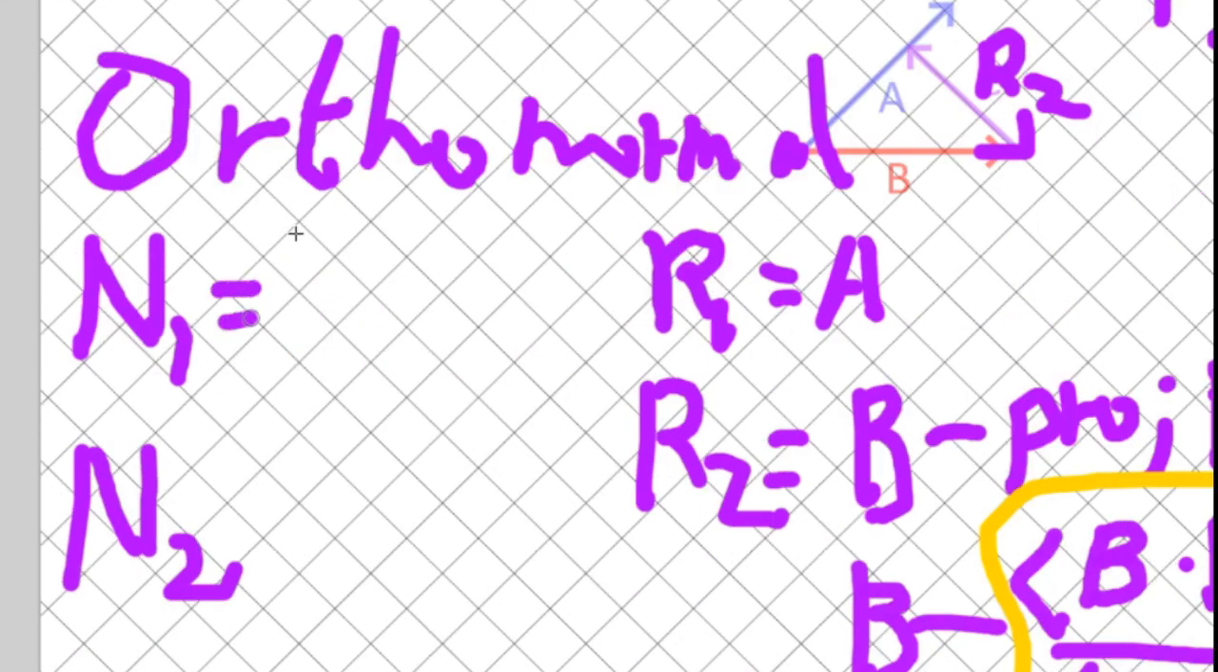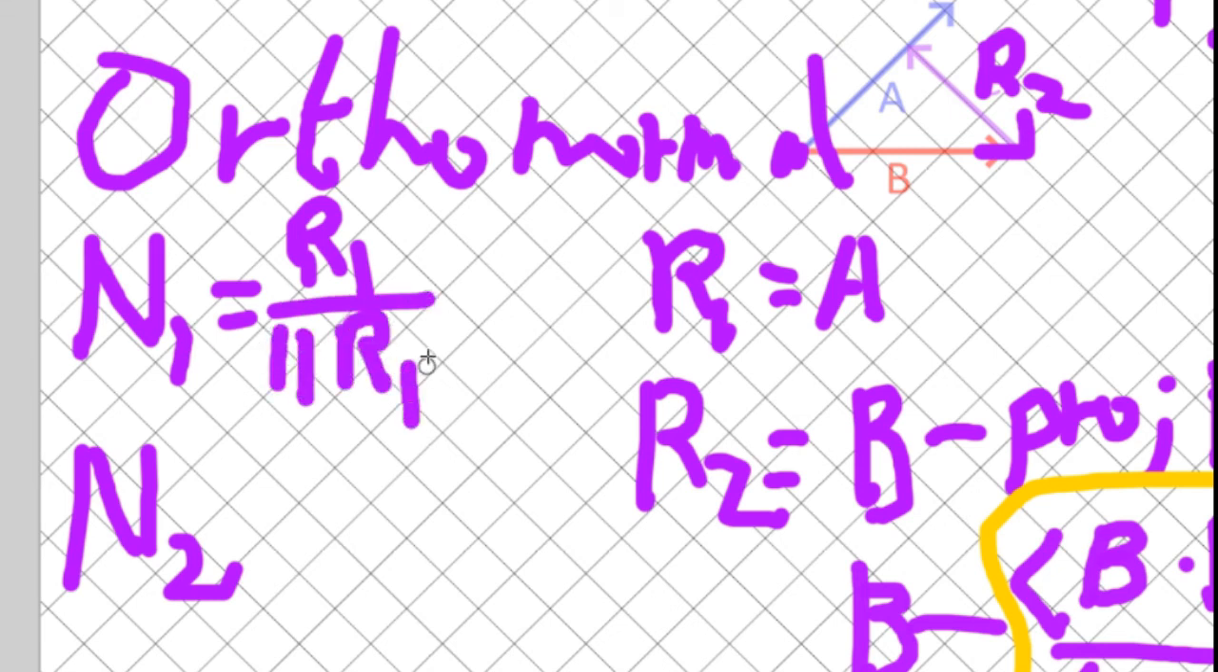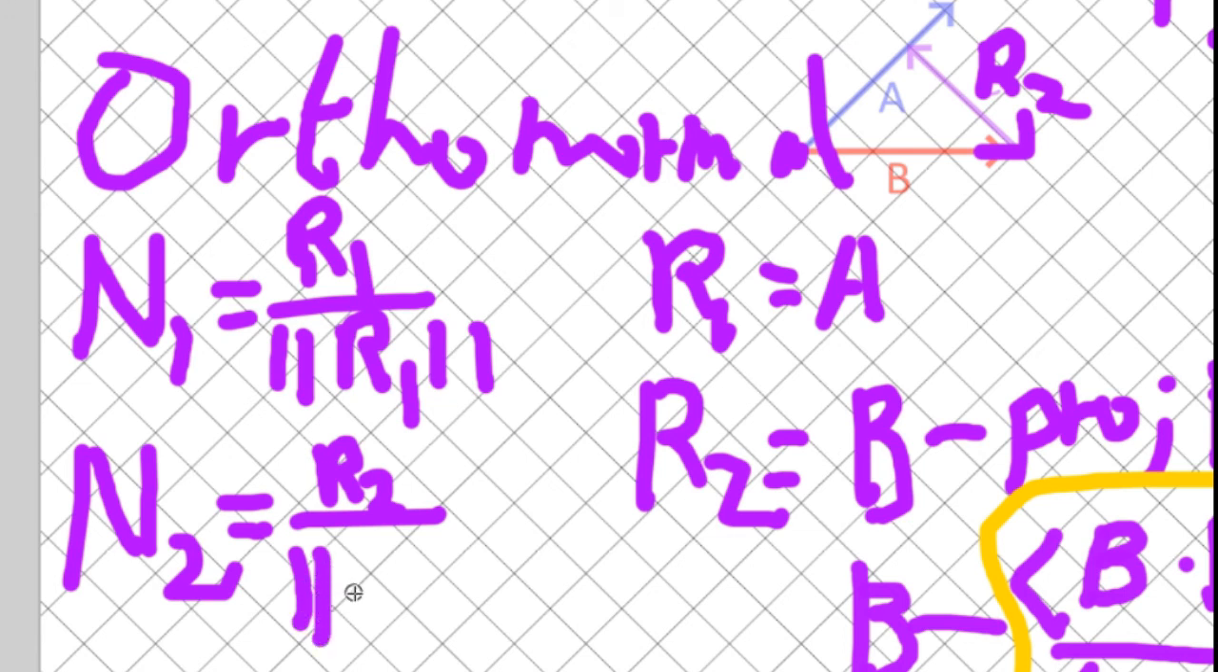So N1 is going to be equal to R1, the vector itself, divided by the magnitude of the vector. Technically the L2 norm, so it's just the magnitude. And the magnitude is equal to the square root of x squared plus y squared plus z squared, so all the components squared. So it's like the Pythagorean theorem, basically. And you can repeat this for higher dimensions.